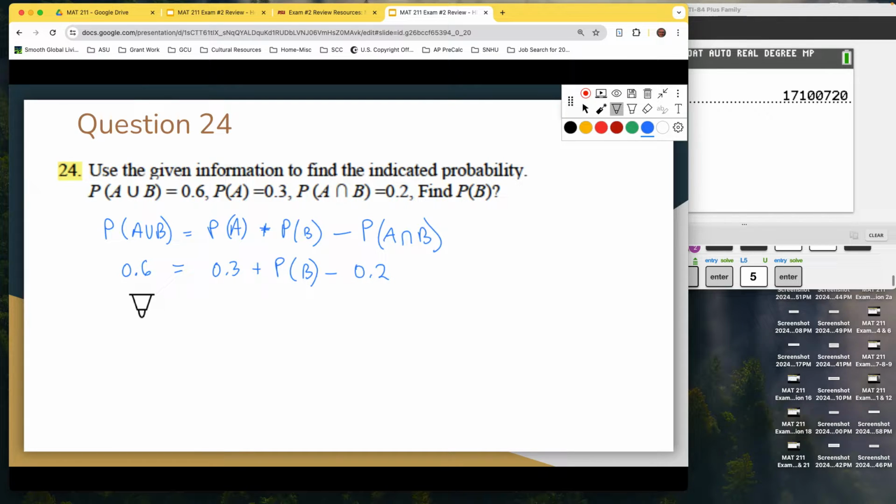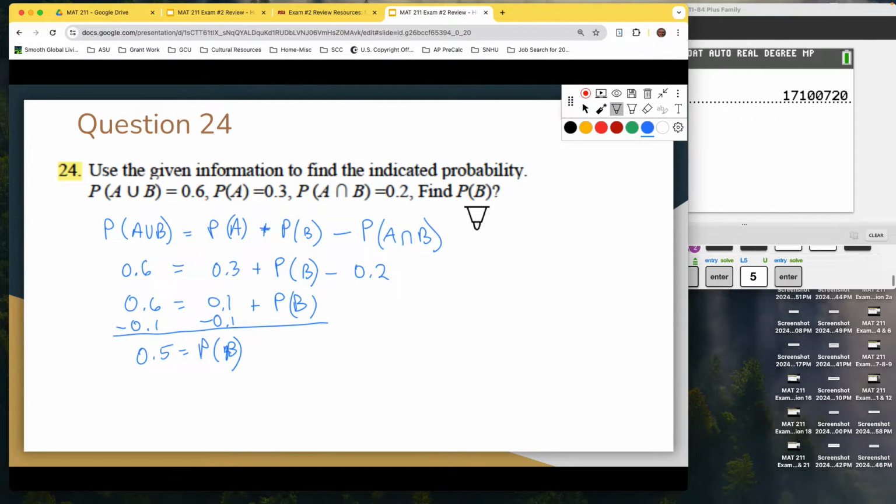And then we can just do our arithmetic. 0.3 minus 0.2 is going to be 0.1. 30% minus 20%, 10%. To me, it's a lot easier to think in those terms. And then we've got to subtract 10% from each side, so 60 minus 10, that's going to be 50%. A lot of this, if you think in terms of percentages, I'm more likely to be able to just do it in my head. That's the probability that B happens.